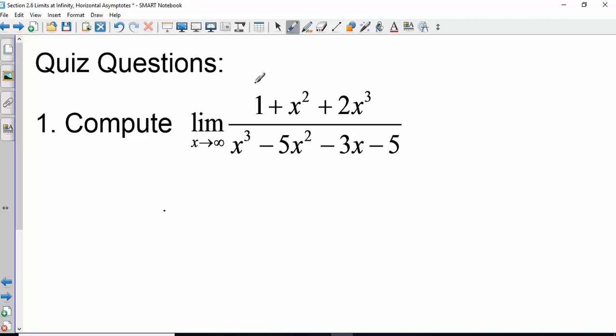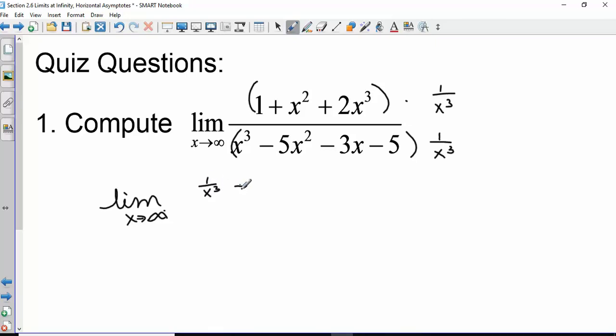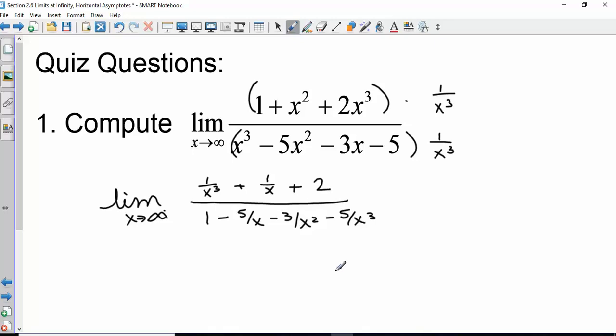Like the last one. Take out the biggest. Divide by the biggest, so that's x cubed, so let's multiply by 1 over x cubed. So then we have 1 over x cubed plus x squared over x cubed would be 1 over x. 2x cubed divided by x cubed would just be a 2. X cubed over x cubed is 1. 5x squared over x cubed is 5 over x. Minus 3 over x squared. Minus 5 over x cubed.